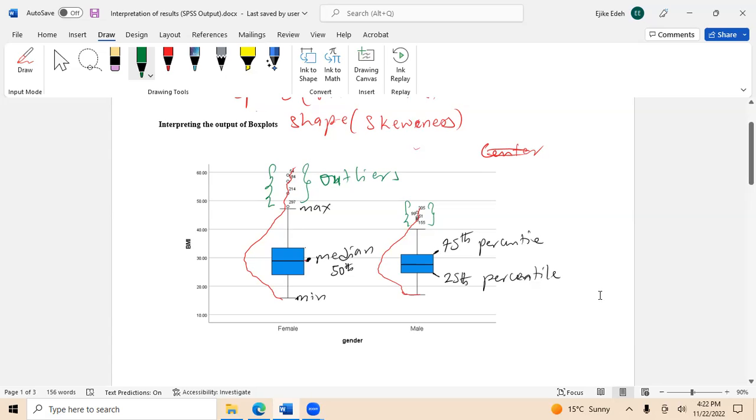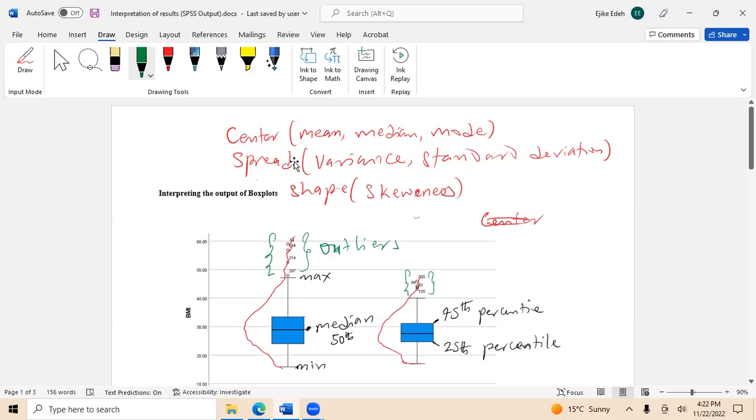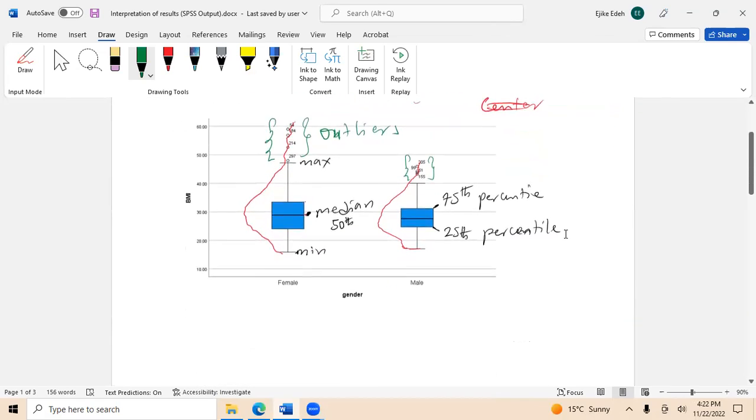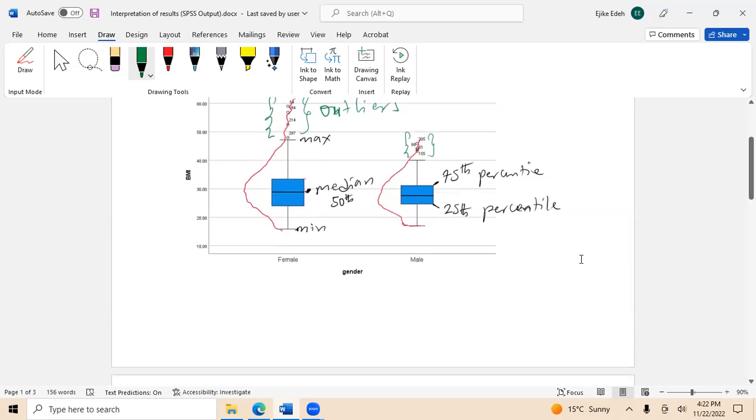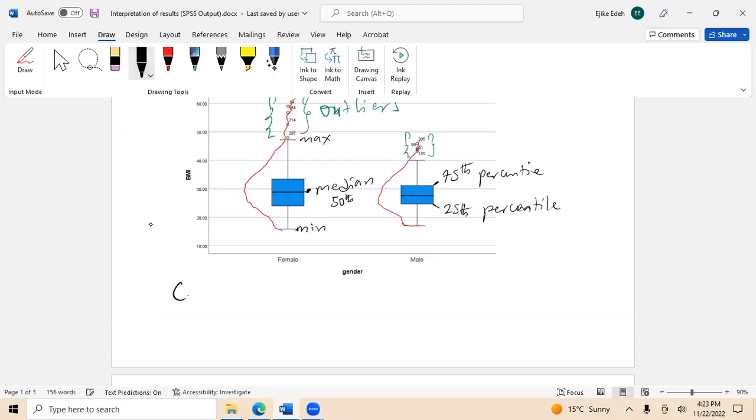Okay, so how do you interpret this shape based on these three properties that we mentioned earlier? Let's start with the center. We're interpreting them comparatively, interpreting the two side by side. If we start with center, here we have the median.